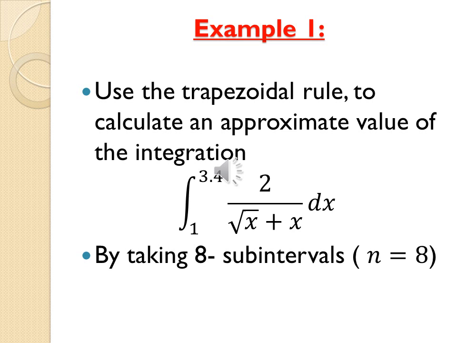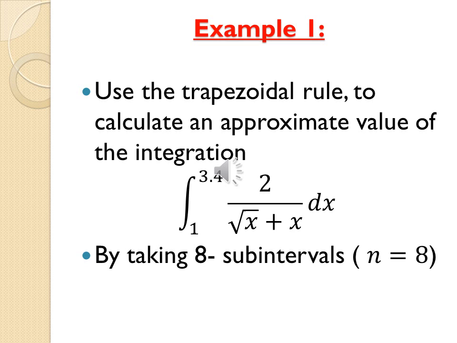So use the trapezoidal rule to calculate the approximate value of the integration from 1 to 3.4 of 2 over square root x plus x dx. About this integration, it's complicated. By numerical, it's very easy. We say that taking n subinterval, taking 8, meaning n. So between them is 8 intervals.